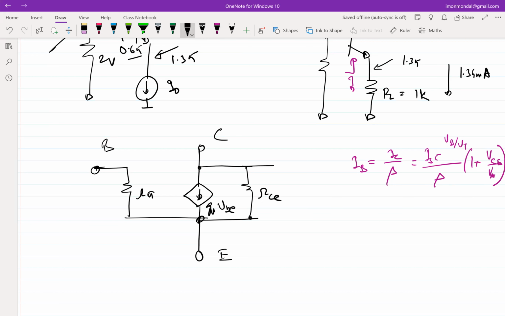Which means that there should be a Y12. And in fact, there is. Your Y12 is del IB del VCE, which is approximately IC by beta VA. If you just massage the equation, this is what comes out. But having said that, this Y12 value is pretty small because beta is quite high, VA is quite high. So that's why in most cases we tend to neglect it, because it's an unnecessary complication that doesn't add too much value.